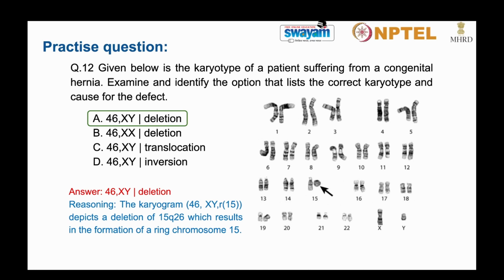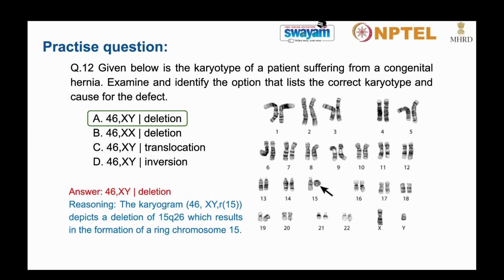There must be a correction in the question. It says given below is the karyotype of a patient, but in the answer they gave karyogram. Karyogram is the thing we are seeing. But if we talk about the patient, then the property of a patient is the karyotype. So what you see is a karyogram, but for a patient, it is the karyotype of a patient.